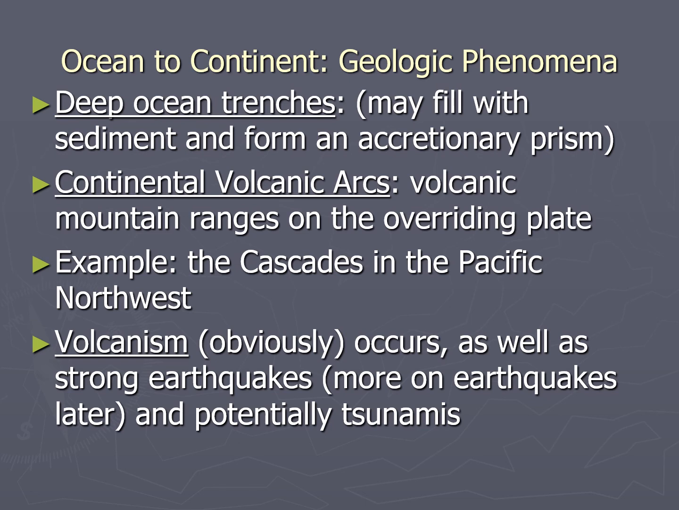Okay, so what kind of geologic phenomenon do you have where you have an ocean to continent subduction zone? You get a deep ocean trench. If it's close to land, it may fill up with sediment and form an accretionary prism. So you get this chain of active volcanic mountains on the overriding plate. We refer to this as continental volcanic arc. Our best example is the Cascades Mountains in the Pacific Northwest. You get active volcanoes, you get strong earthquakes, you can get tsunamis.